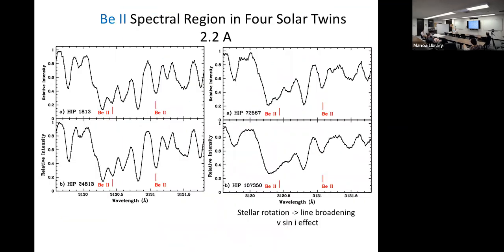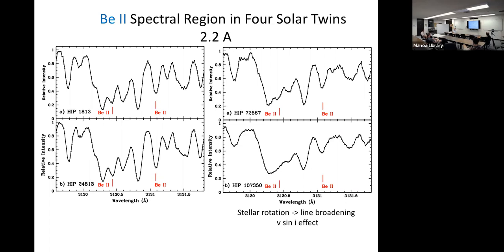So this is a sample of the beryllium spectra in 4 of these stars. I have labeled the beryllium lines there in red. So you see that they stand out, but it is a rather crowded region in the spectrum. And in the lower right, you'll see that the lines are a little fatter. And that's because that particular star is rotating a little bit, and all the lines are broader due to that rotation.